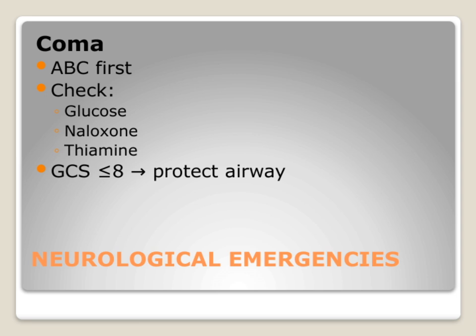Thiamine is also important, especially in cases where alcohol intoxication or deficiency is suspected, to prevent Wernicke's encephalopathy. If the Glasgow Coma Scale score is 8 or less, this indicates a severe impairment, and protecting the airway becomes even more urgent. Think about intubation to secure it and prevent aspiration. All of these steps are essential in managing neurological emergencies, where rapid assessment and intervention can make a huge difference in patient outcomes. Remember, quick identification and treatment of these underlying causes are key to improving recovery chances.